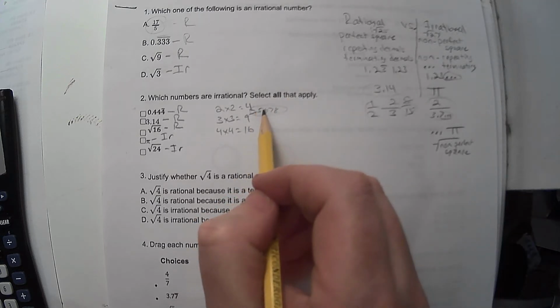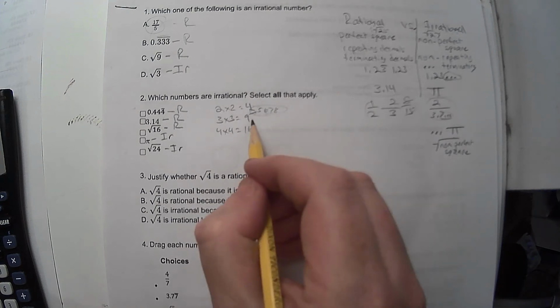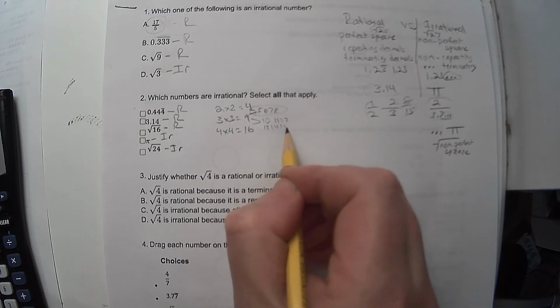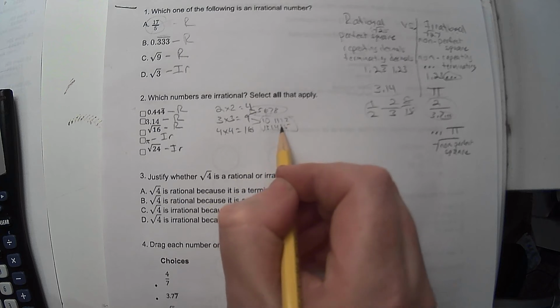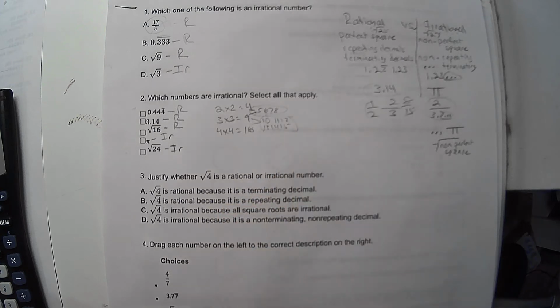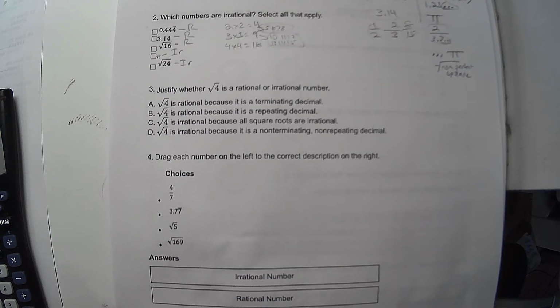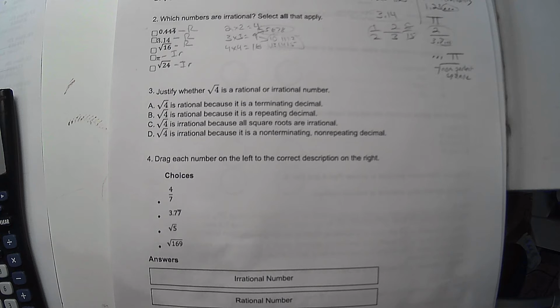So if you see the square root of 5, it's irrational. Square root of 6, it's irrational. Square root of 7, it's irrational. Same thing with this. If I see 10, 11, 12, 13, 14, or 15, because that is not one of the perfect squares, that means all those are imperfect squares or non-perfect squares, which means they are going to be irrational when you see them. All right. So look at number 3. We got justify whether the square root of 4 is a rational or irrational number.